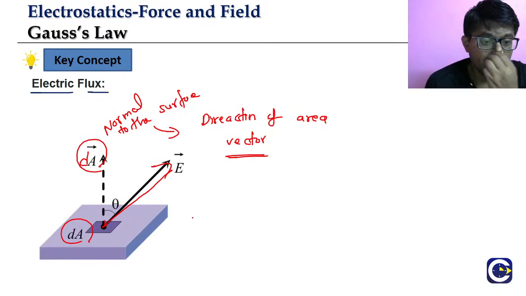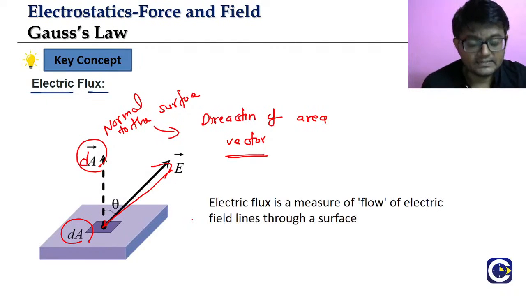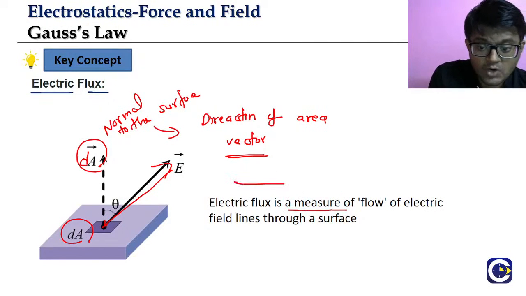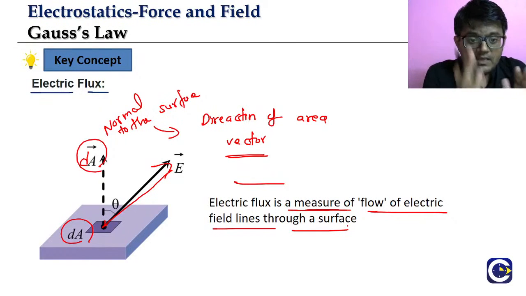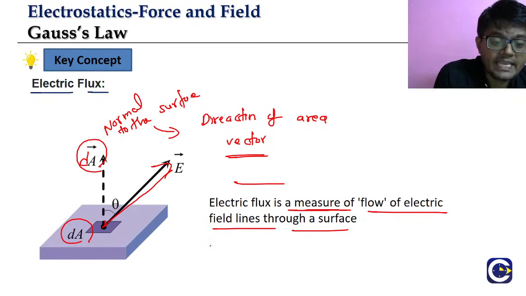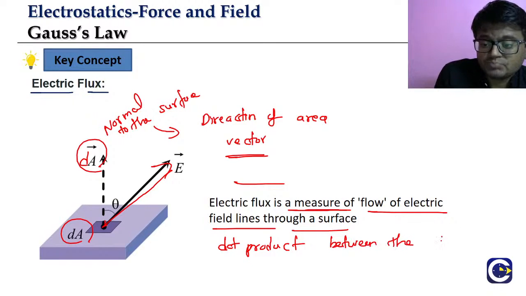Okay? So look here, if we want to look at what is the electric flux, like the water flow concept, electric flux will be measuring what? The flow of electric field lines through that surface. Through that surface, what is the flow of the electric field lines? Okay, how do we calculate it? It is taken as the dot product between the E bar and the A bar.